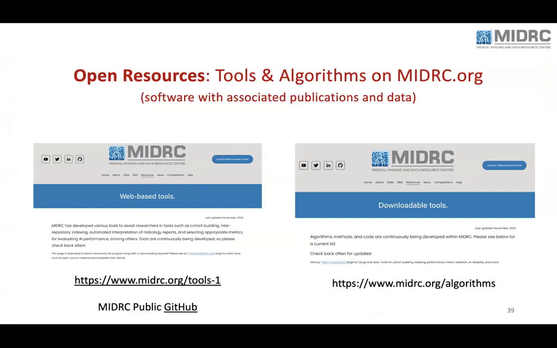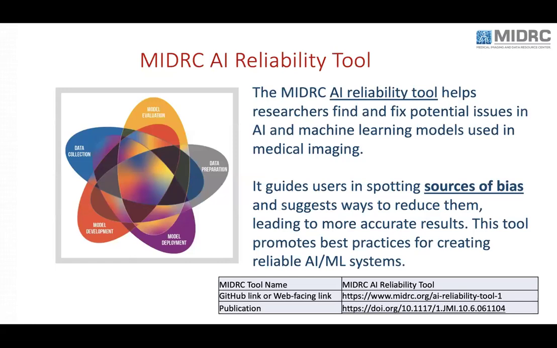The other big part of MIDRC is we have many open resources, tools, and algorithms to help the people developing AI. Some are web-based, some are downloadable, and all of you can go to midrc.org. All this is open. You can check it out, email me if you have questions. I will bring up one tool, we have many there. One is the MIDRC AI reliability tool.